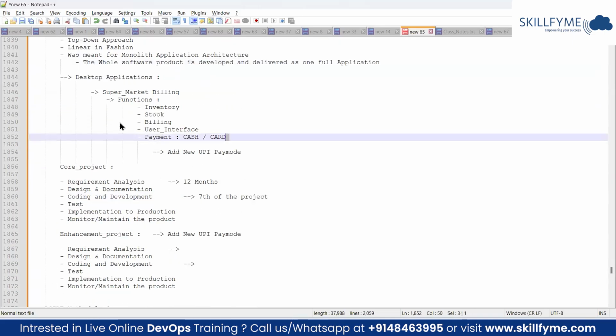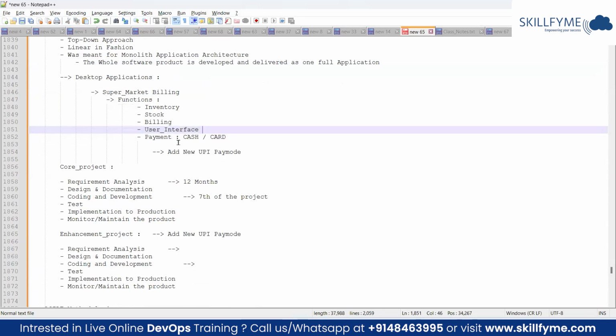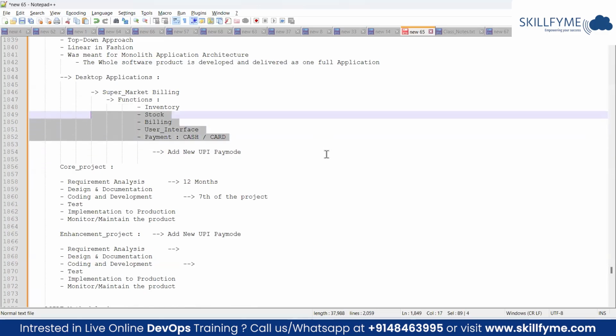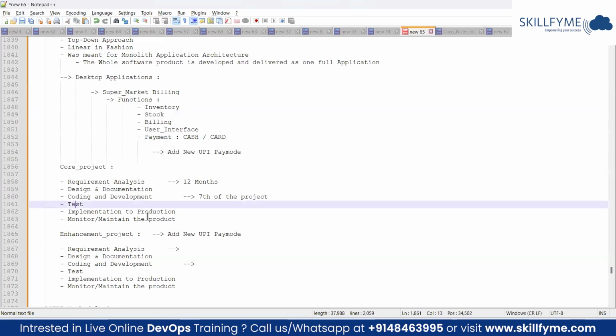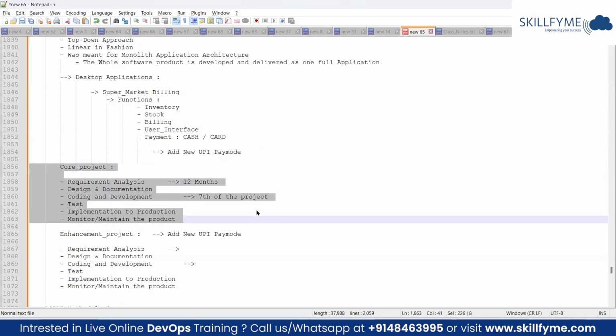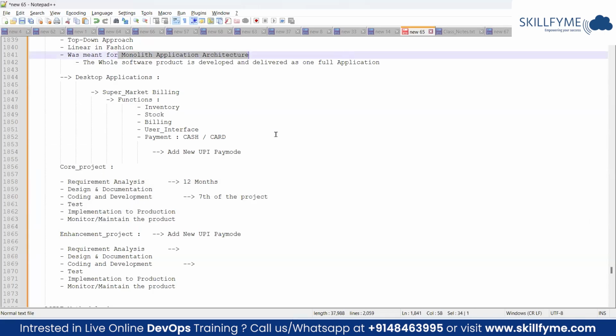Let's say I have already defined 5 functions. On top of that, if I want to introduce a new function, all these functions have to be retested, because the existing functions should not get impacted by the new changes. From that perspective, we have to start the testing from scratch. That is the reason we never accommodate new changes in the waterfall model, because of its monolith application architecture.